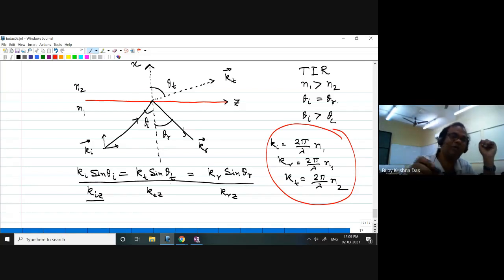And from here you actually prove Snell's law. Because if you put 2 pi by lambda n1 sin theta I, for Kr equal to Kt equal to 2 pi by lambda n2, that means n1 sin theta I equals n2 sin theta t. So the first two equations are nothing but your Snell's law.